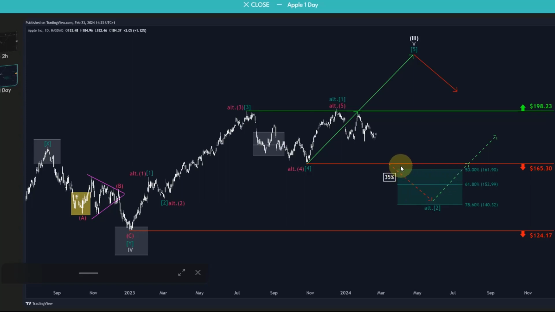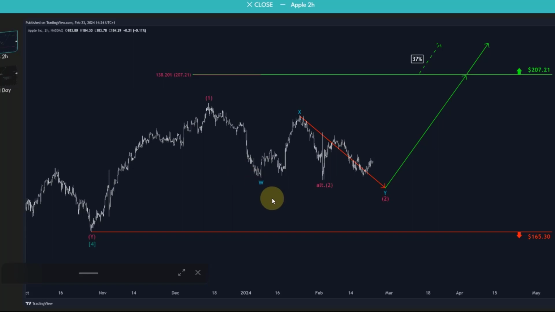To keep this scenario valid, or to make this more relevant, we need to see a break below $165.30, and then the price should enter our target area here between $140.32 and $161.90. As I said, we only assign a 35% probability to this scenario. It's not our preferred scenario. Now let's take a look at the 2-hour chart, and here we see exactly this movement in more detail.